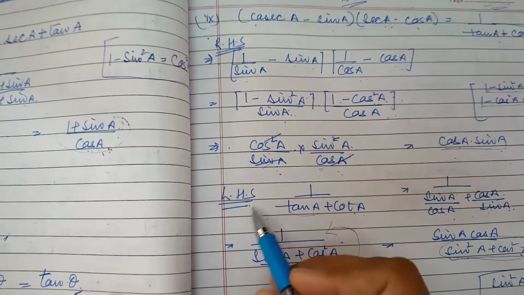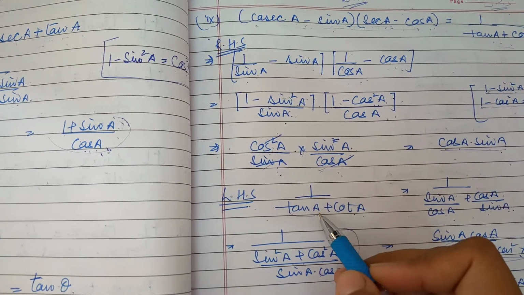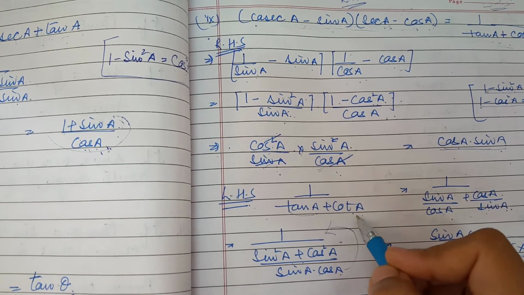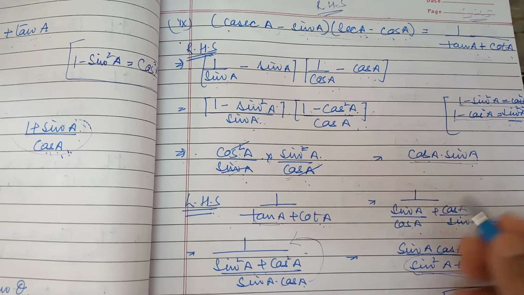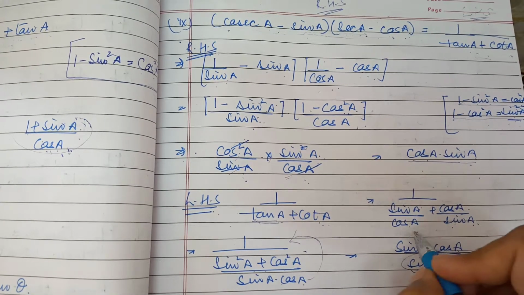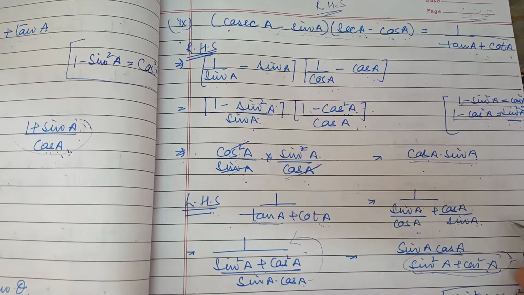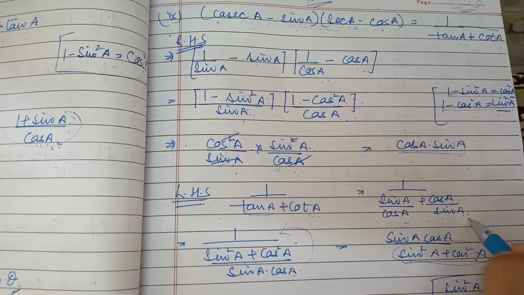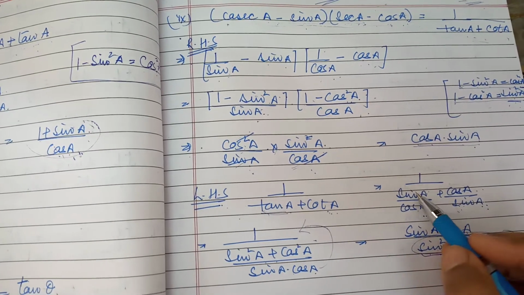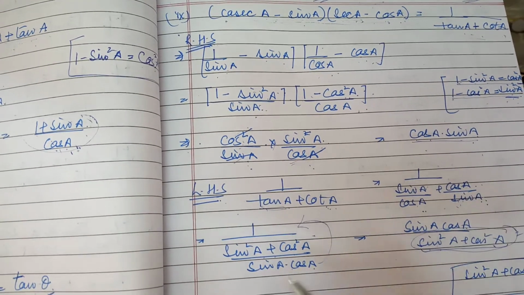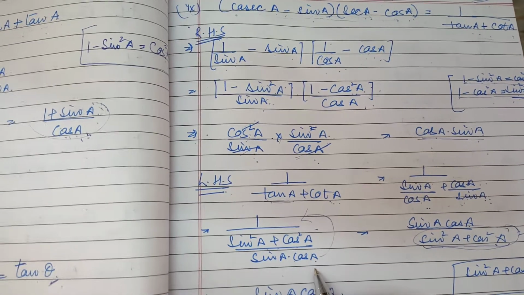Let me take the left hand side. What is the equation here? 1 upon tan A plus cot A. So how can we do that? In place of tan A, can I write down sin A upon cos A? And in place of cot A, can I write down cos A upon sin A? Let me simplify it. Let me take the LCM. So here sin square A plus cos square A upon sin A into cos A.